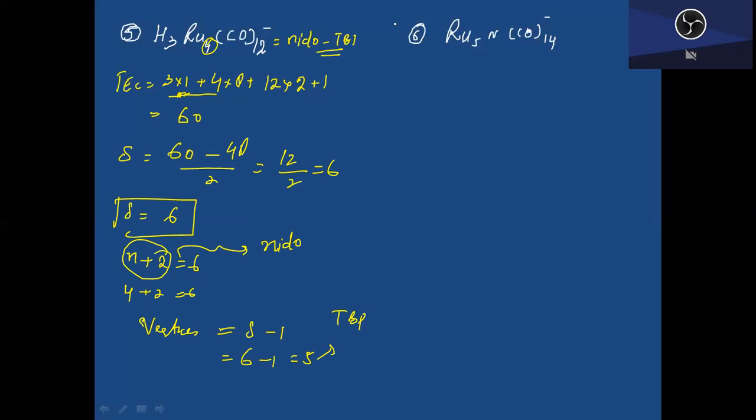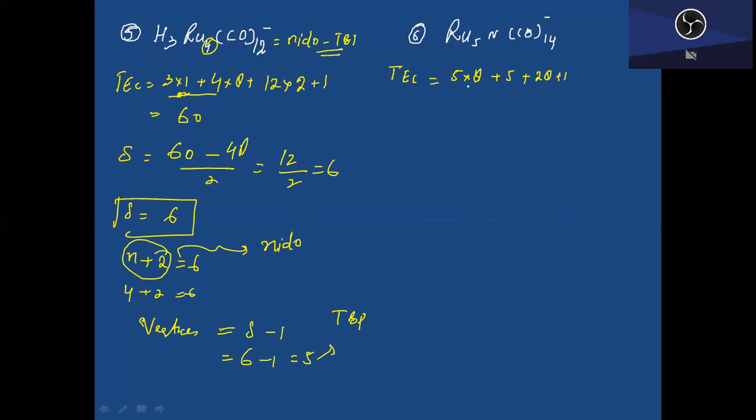Now let us take one more example. Then further you can solve examples on your own. Again we have ruthenium, so we'll determine TEC. TEC will be equal to 5 into 8 because ruthenium has 8 valence electrons, plus nitrogen. Over here we have nitrogen. Nitrogen has 5 valence electrons, that means plus 5, plus 14 into 2. 14 into 2 is equal to 28, plus 1. 1 is from this negative charge.